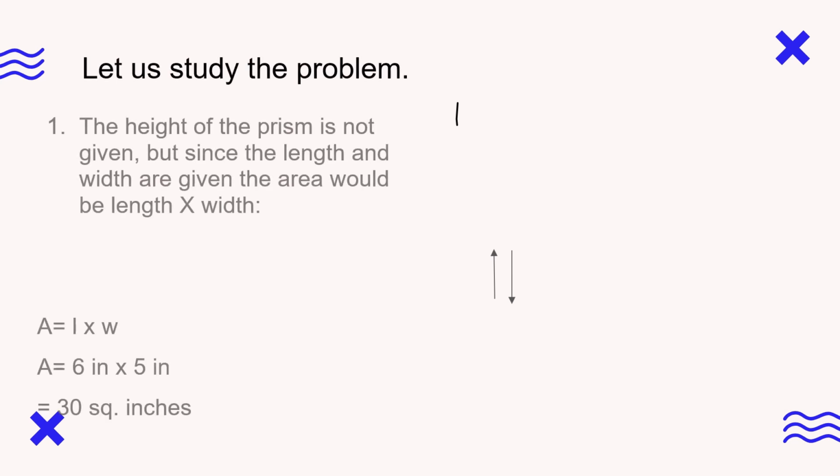So let us study the problem. The height of the prism is not given, but since the length and the width are given, the area would be length times the width. So, ito yung itsura ng isang rectangle. So, we have the length and the width. Okay, so, ang given natin na length is 6 inches, then 5 inches ang width. So, area equals length times width. So, 6 times 5 equals 30. Then, inches times inches, squared inches, or pwede natin isulat na 30 inches squared.